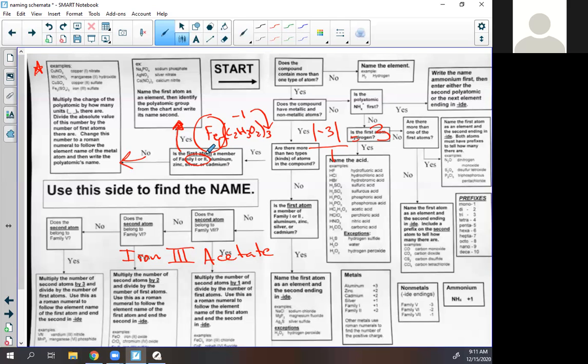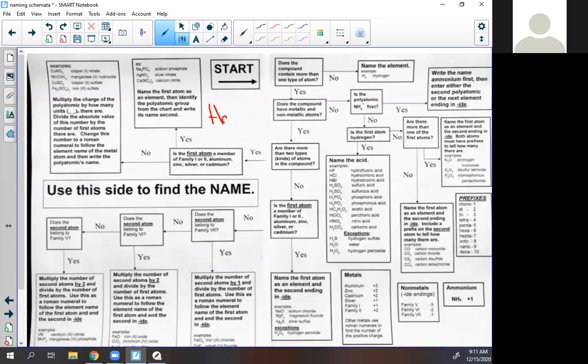Ooh, this one's rough. Try number 30. Almost everyone always gets number 30 incorrect. Is it Hg2SO4? Okay, this is number 30. This is one that's very commonly incorrect. Hg is mercury.